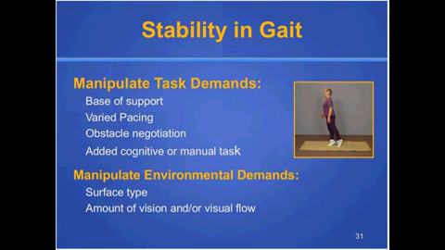And then finally, manipulating the environmental demands. Again, the surface type, the amount of vision, and/or the visual flow. Having people move backwards and forwards as an individual is moving through the environment.